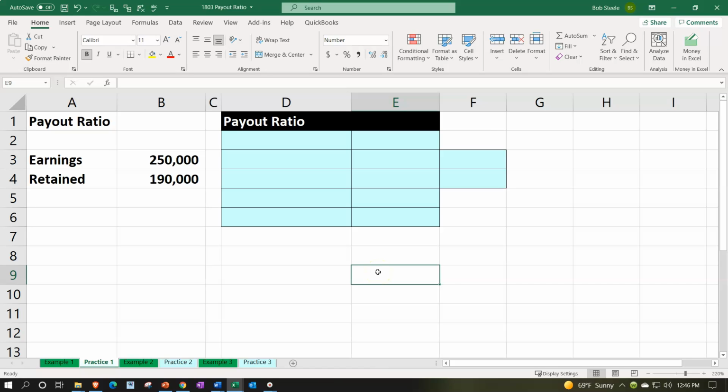If you have access to Excel and would like to follow along, note that we're in the practice tab as opposed to the example tab. We have three different practice tabs here. We're going to be working three different problems of a similar nature, starting off with the payout ratio.